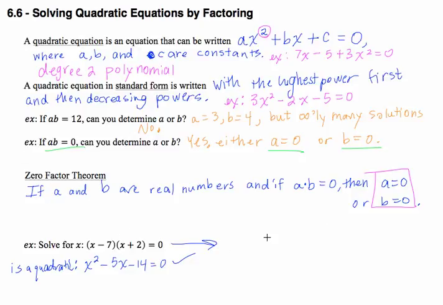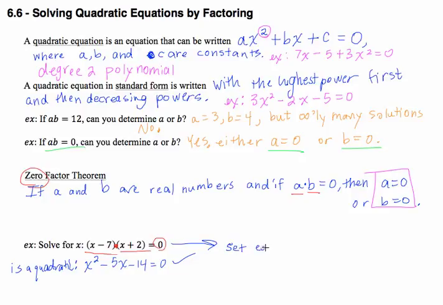We have x minus 7, that's one factor, times the second factor, x plus 2, and it's equal to 0. Now the zero factor theorem only works if it's equal to 0, in which case you can set each factor equal to 0, because here what we did is we set a equal to 0 and then we set b equal to 0 here. So if either of those factors is equal to 0, then this equation will be true. So we set each factor equal to 0.